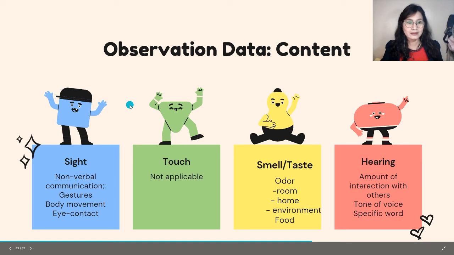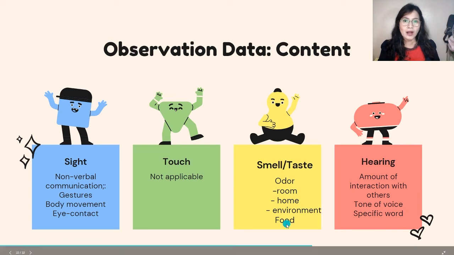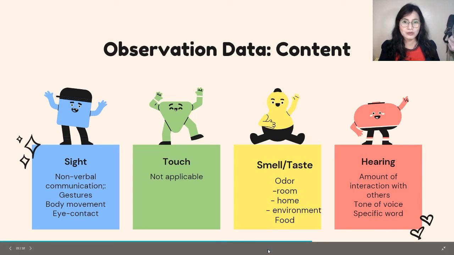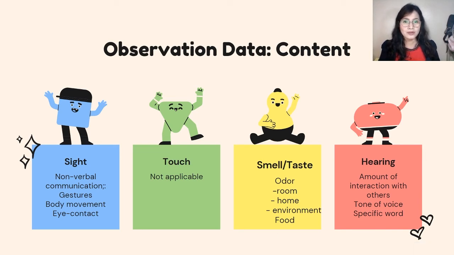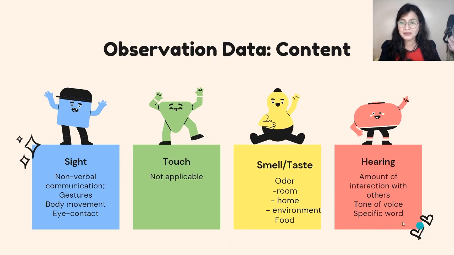For the content, for the sense of sight, we have nonverbal communications such as gestures, body movement, and eye contact. But for touch, content is not actually applicable. For smell and taste, you take note of the odor of the room, home, environment, and odor of the food. And for hearing, take note of the amount of interaction with others, tone of voice, and specific words mentioned.